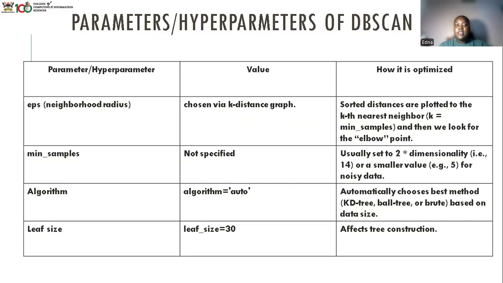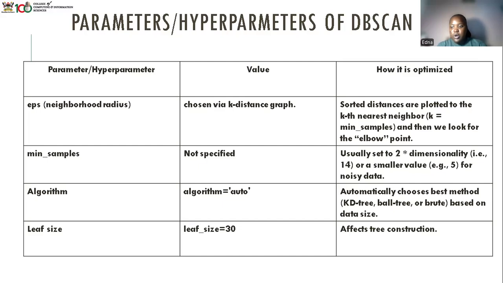We are going to look at the parameters and hyperparameters of our DBSCAN. And first of all, we are going to look at the neighborhood radius. The neighborhood radius in DBSCAN is not set manually, but rather chosen from the k-distance graph. So we saw the distances to the kth nearest neighbor for every point in X scaled, and look for the elbow, which is where the density drops sharply. The elbow value then becomes our neighborhood radius.